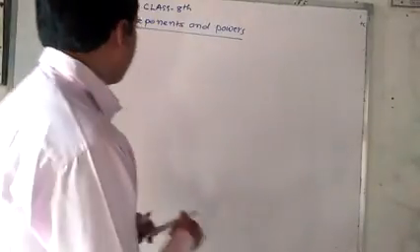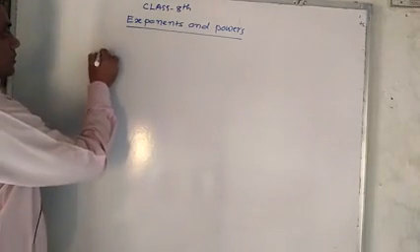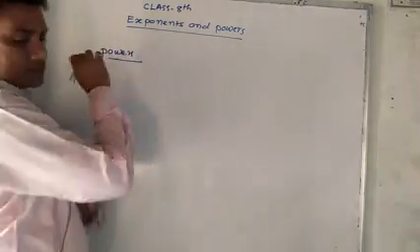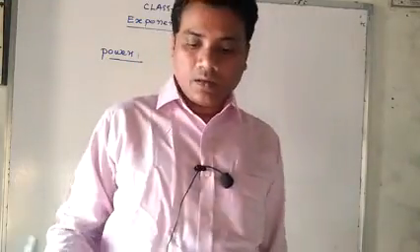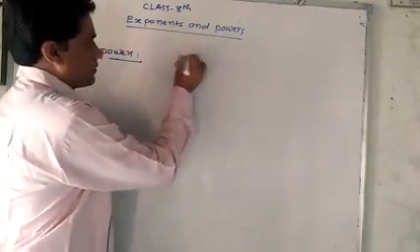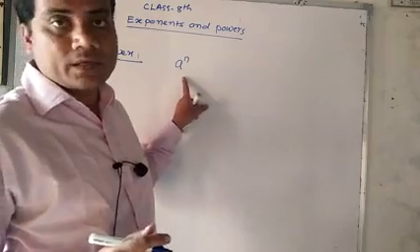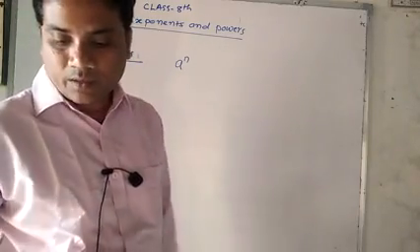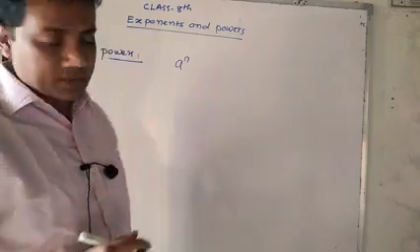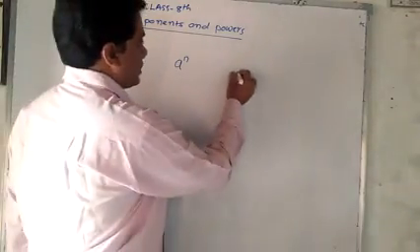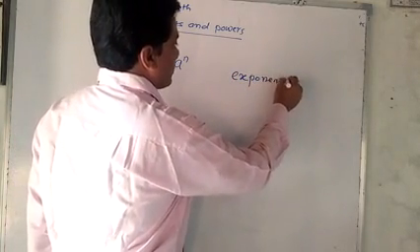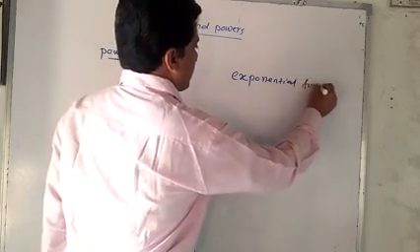So first, power. When a number is written in the form of a raised to the power n, then the number is said to be written in exponential form.